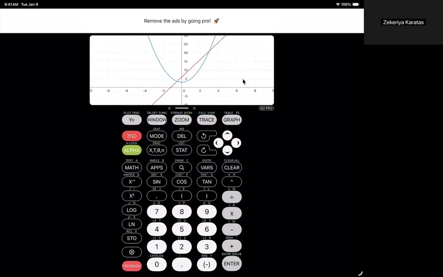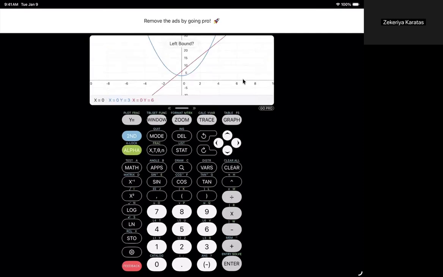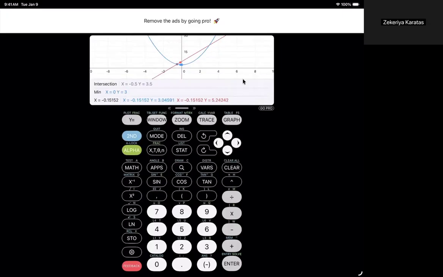We're going to use second trace, and then we go to 5, which is the intersect. It says find the left bound, so I'm going to use the arrows to find the left bound for that. I hit enter and it says find the right bound. I find the right bound for it. You see, I'm capturing that intersection. Enter, and then I need to, let's see, then I need to make a guess, and then I hit enter. Oh, I'm sorry, it just already gave me the intersection.